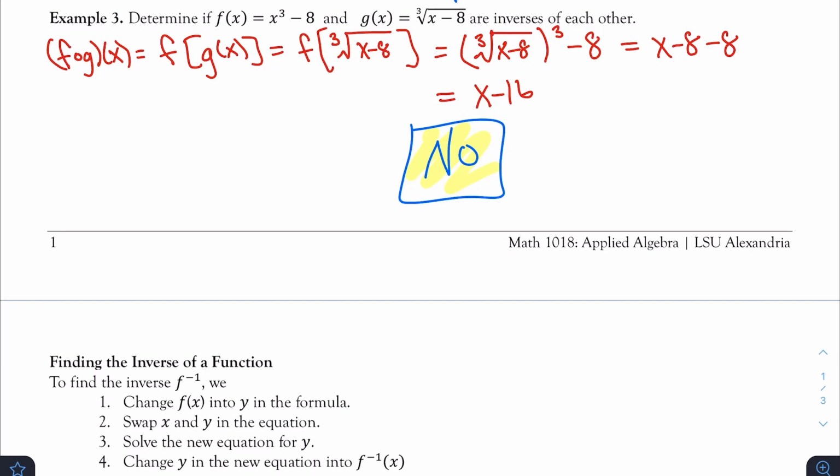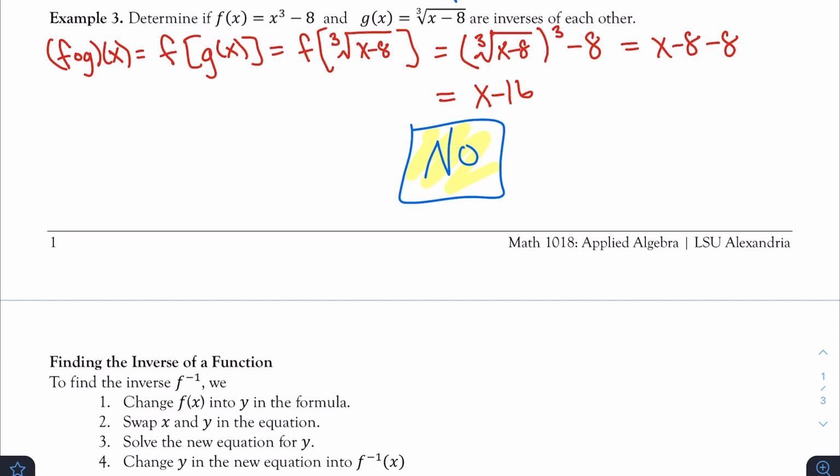All right, so for the answer, your final answer should be no, because whenever you do this function composition, you actually end up with x minus 16 instead of a plain x. So again, if you did get the answer no, perfect. If you didn't, take a moment to pause the screen and see where you accidentally made a mistake.